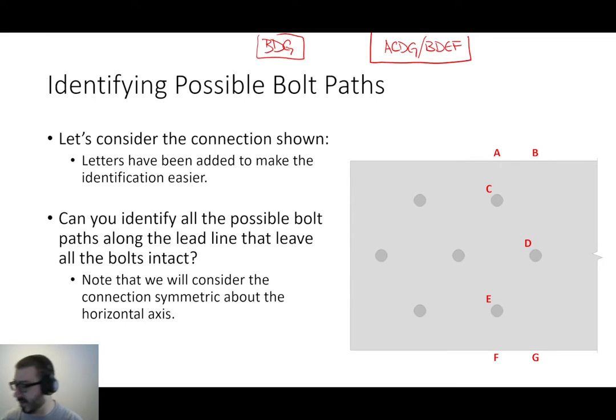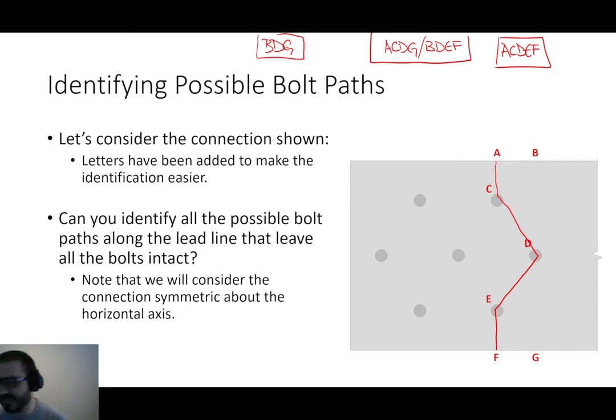Now, one final path that we could identify is this one right here: A, C, D, E, F. Now, each of these paths is unique from a net area perspective. For example, B, D, G subtracts only 1 bolt from the gross area. These two paths subtract 2 bolts. This one subtracts 3 bolts. So from a net area perspective, these are the only ones that are unique.